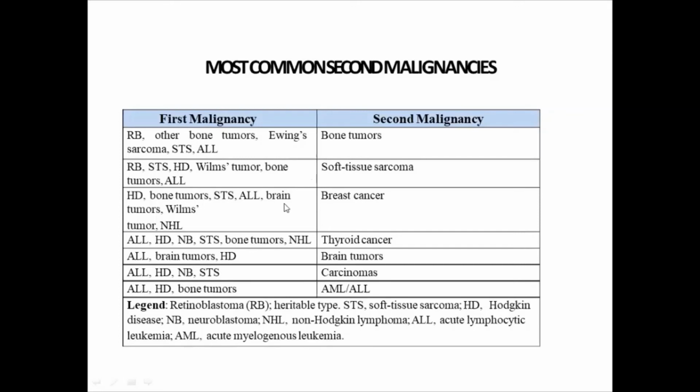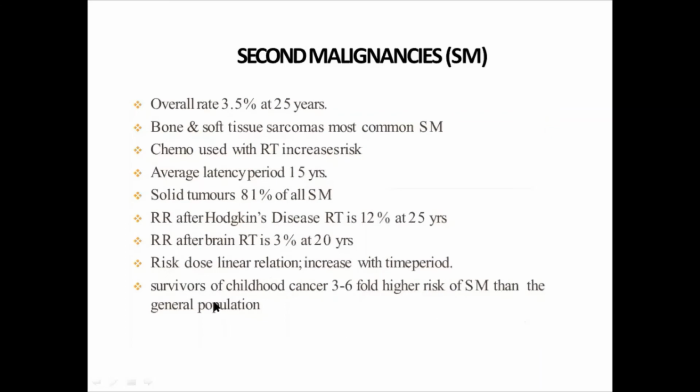Likewise, in breast cancer, they can occur if there is Hodgkin's disease, a bone tumor, a soft tissue sarcoma, a Wilms tumor, or non-Hodgkin's lymphoma. So patients with these malignancies have a higher risk of developing breast cancer as a secondary malignancy. Here, as you can see, thyroid cancers are associated with acute lymphocytic leukemia, soft tissue sarcoma, and likewise brain tumors and other carcinomas.